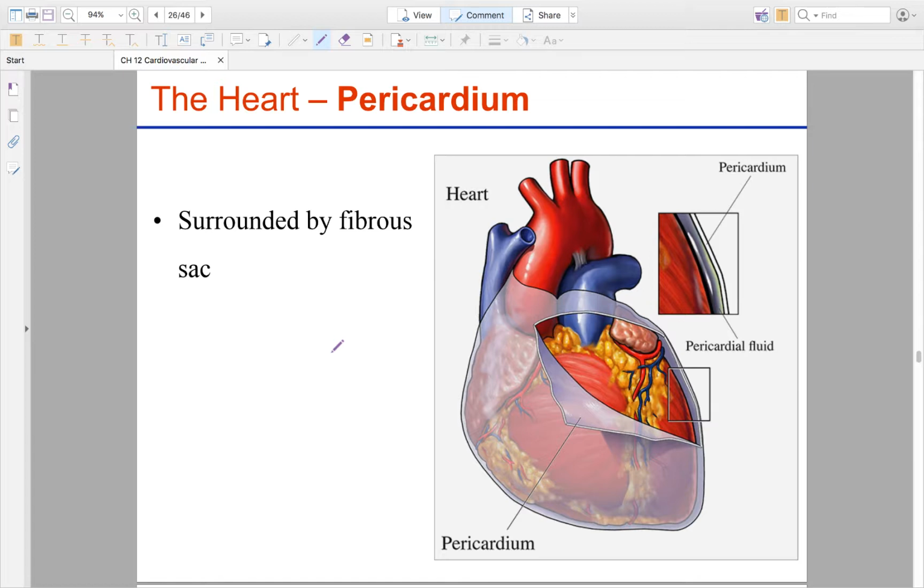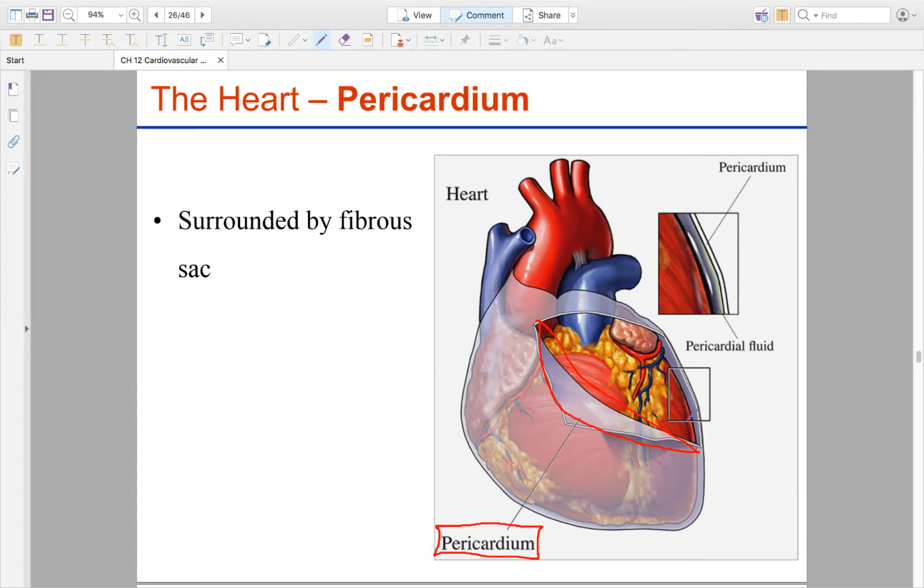Okay, so the heart is surrounded by a fibrous sac called the pericardium. None of our organs are just floating around, and they don't touch one another. They're always surrounded by some type of specialized layer or specialized sac. The pericardial sac surrounds the entire heart, and here you can see it peeled back. And of course, in between the heart and the pericardial sac is pericardial fluid.